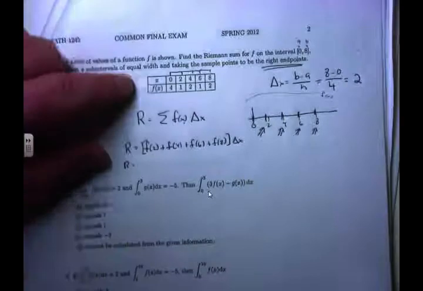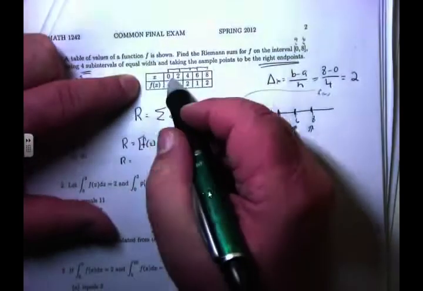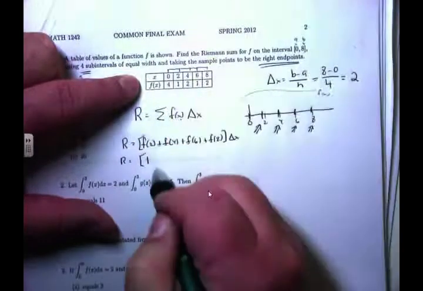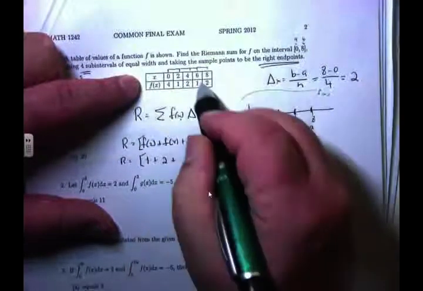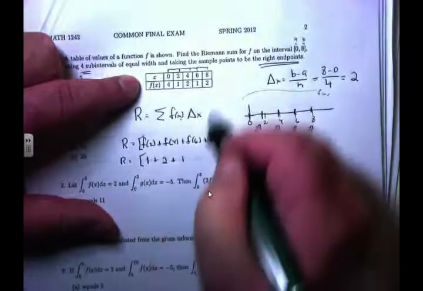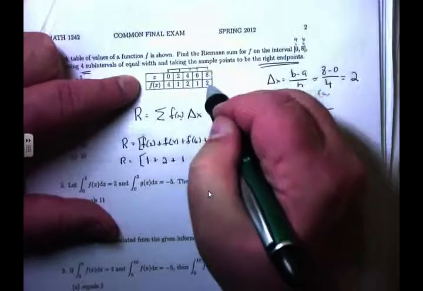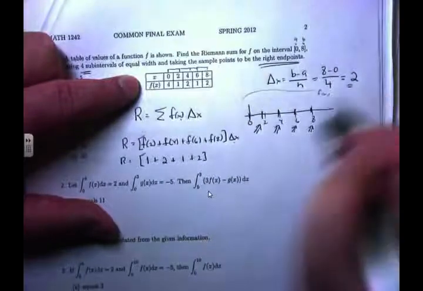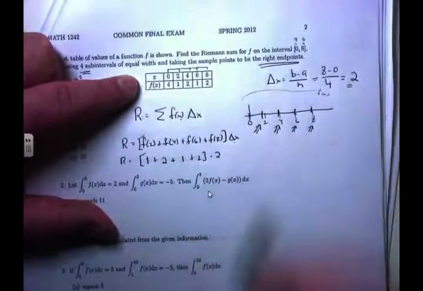Now, according to the chart, because they didn't give me a function here, what is f of 2 equal to? 1. What's f of 4 equal to? 2. What's f of 6 equal to? 1. What's f of 8 equal to? 2. What is delta x equal to? Times 2. Delta x was equal to 2.